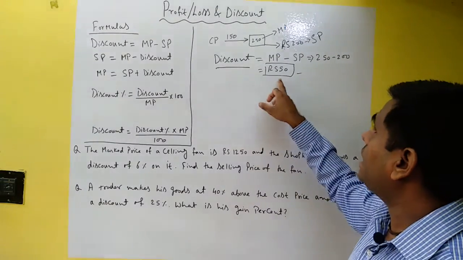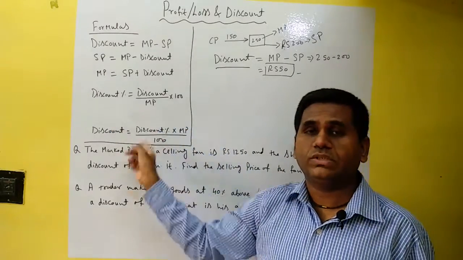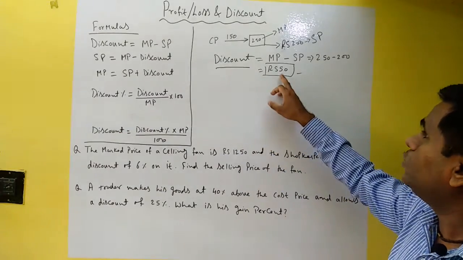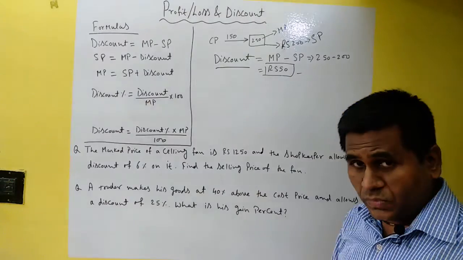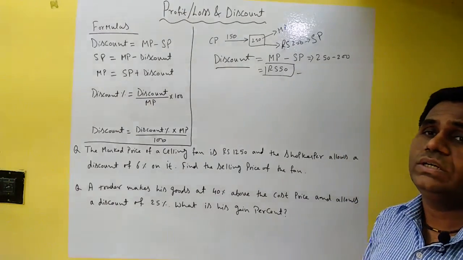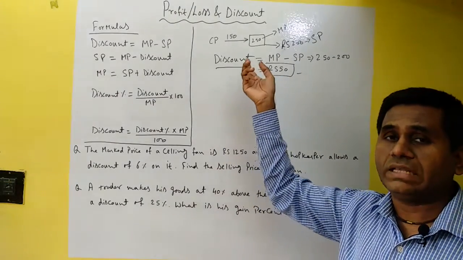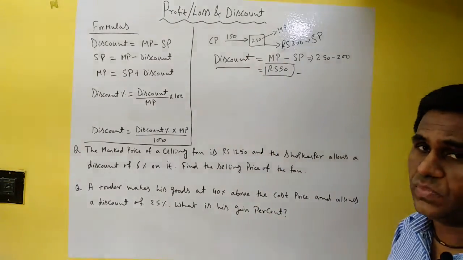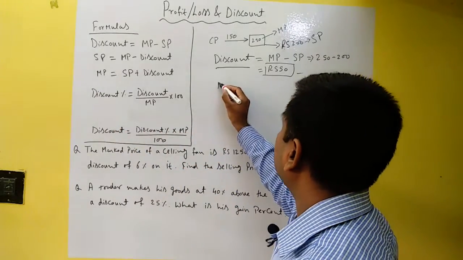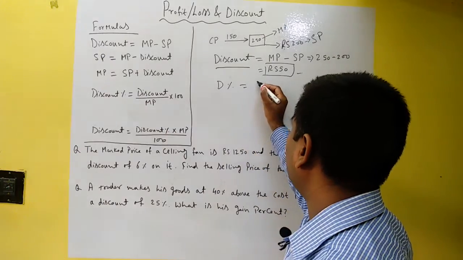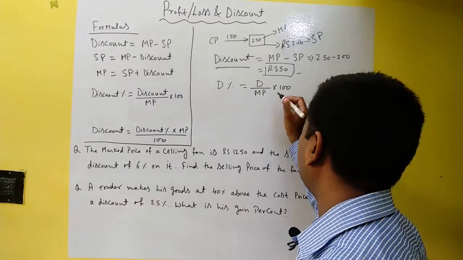Now we have calculated discount. Next, we will be calculating discount percentage. Rupees 50 is the discount given on this item. Now the question may come: what is the discount percentage? Like how much percentage of discount has the shopkeeper given on this item? We will use this formula wherein discount percentage is equal to discount upon marked price multiplied with 100.